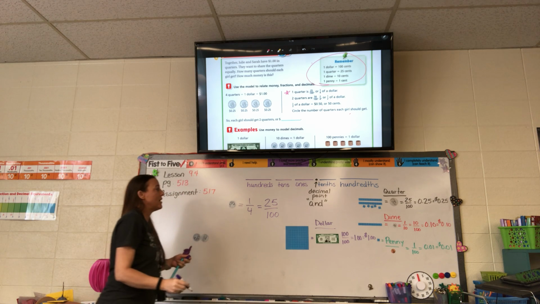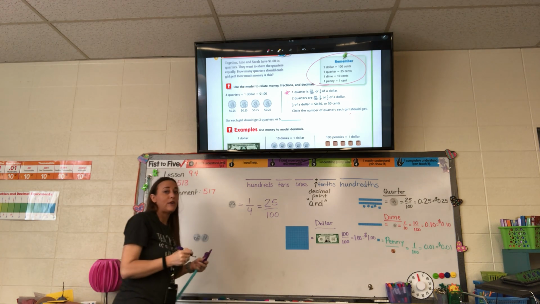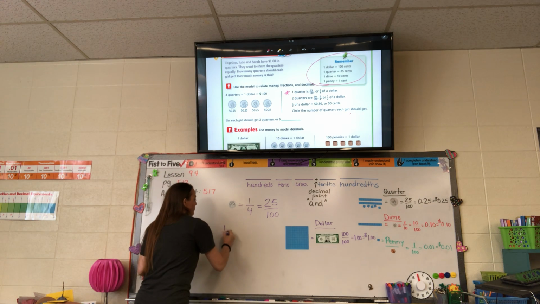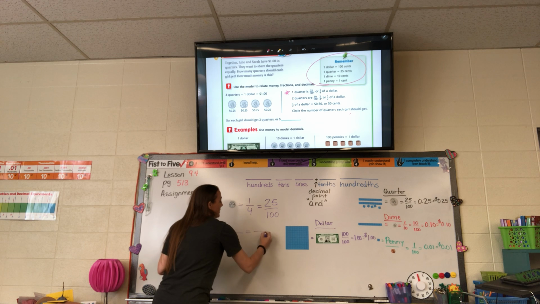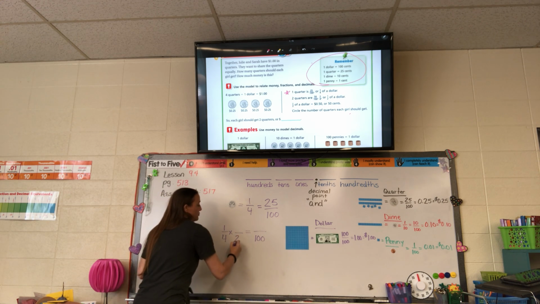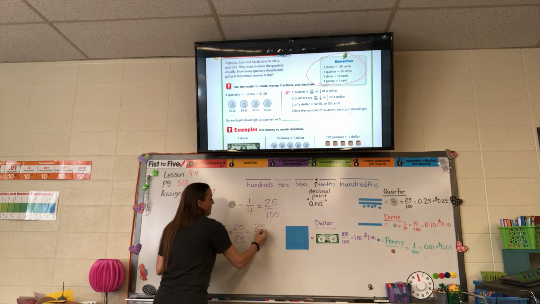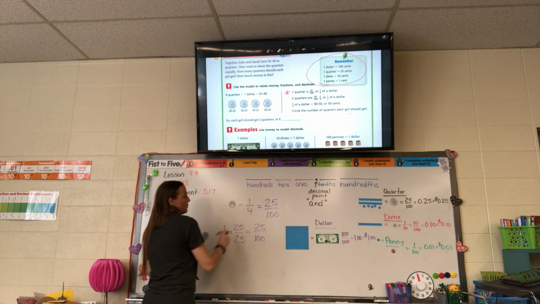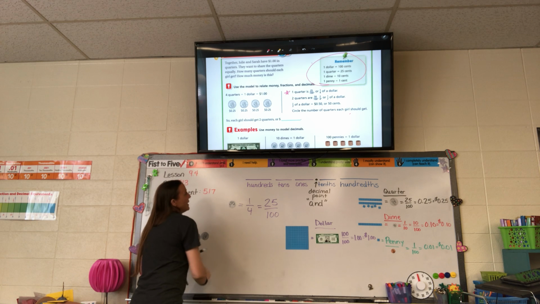So 25 hundredths. 1/4 and 25 hundredths are equivalent fractions, because if we start with 1/4 and we multiply by something to get 100, and we're using quarters, so I'm going to do 25. If we do it to the bottom, we do it to the top. 1 times 25 is 25. So 1/4 and 25/100 are equivalent fractions.